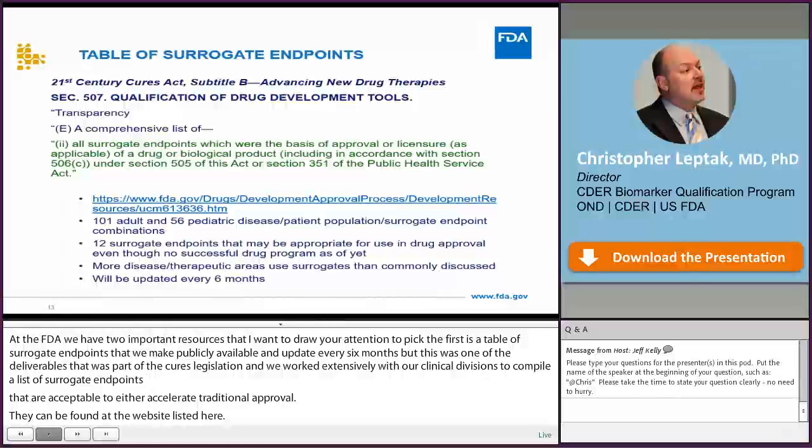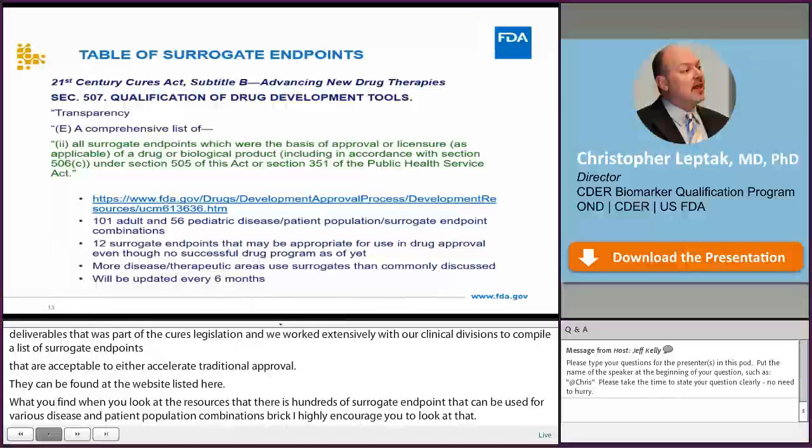I think it's a good resource, and it helps for external folks to understand how open we are to the use of surrogates when it's appropriate. So please take a look at that resource if it's of interest.